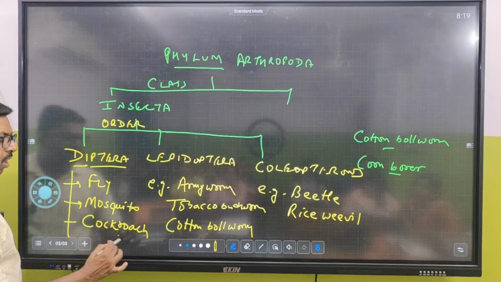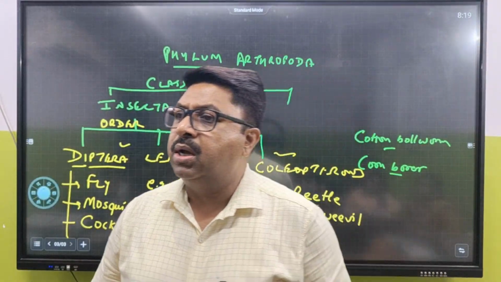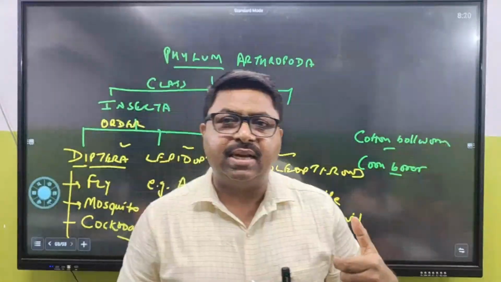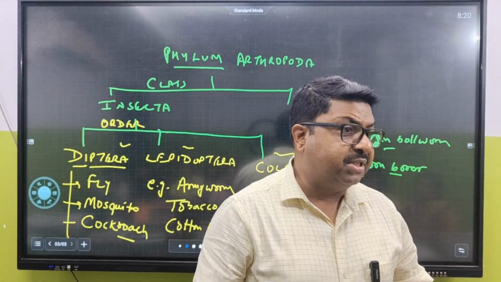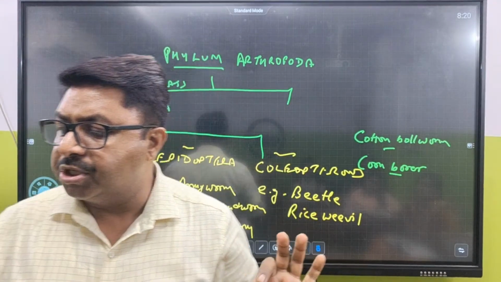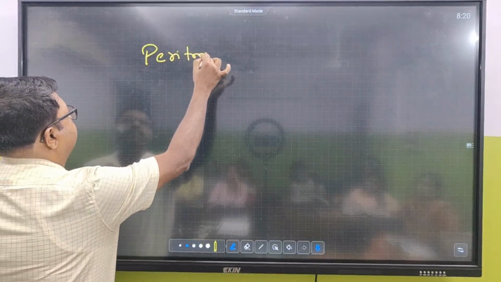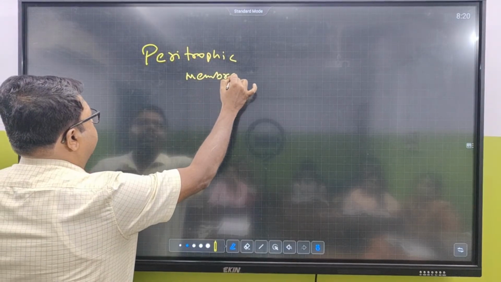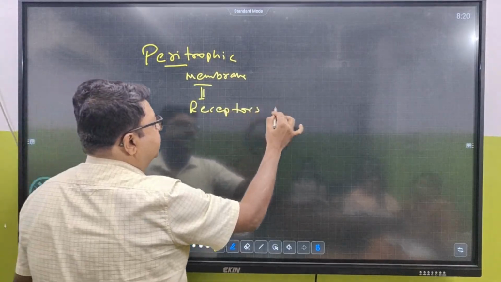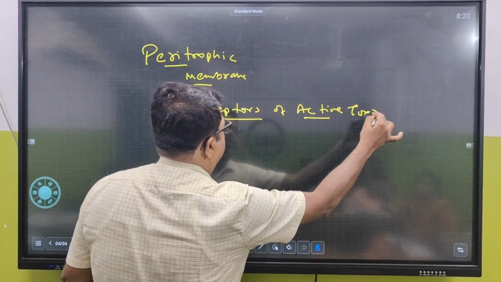So what is common with all these three orders under class Insecta, under phylum Arthropoda? In the midgut, they have got three parts of the gut: foregut, midgut and hindgut. In the midgut, called mesenteron, they have got a specific type of membrane called peritrophic membrane, and the peritrophic membrane has the receptors of this active toxin, receptors of Cry protein.